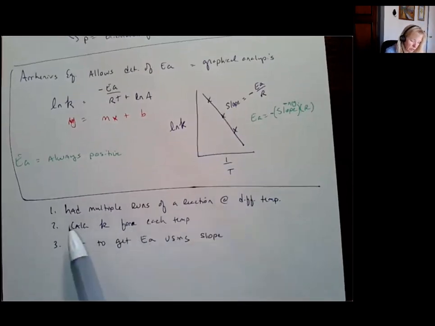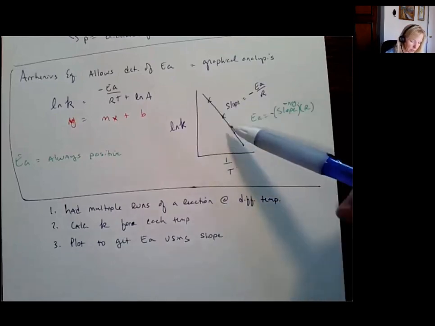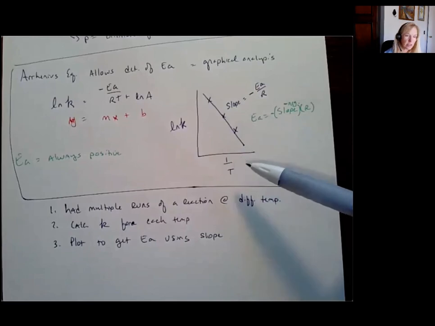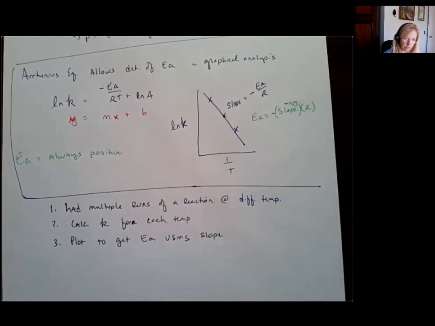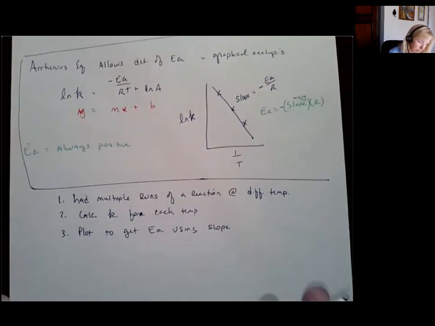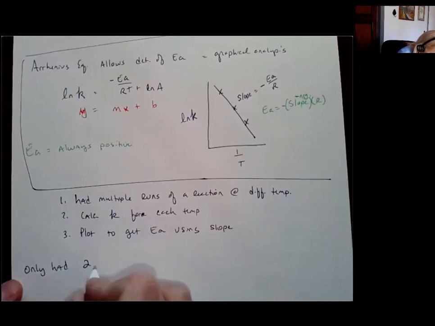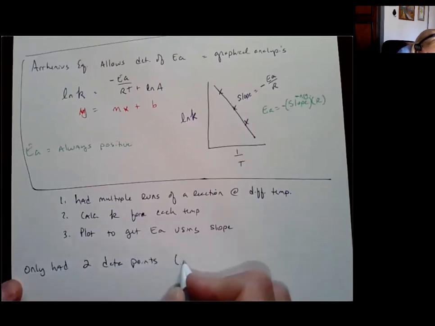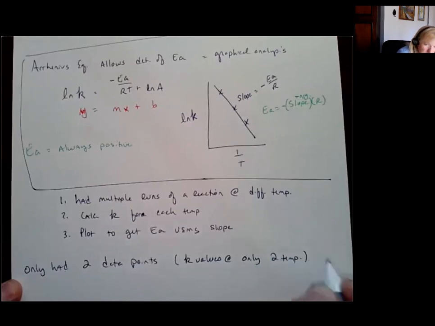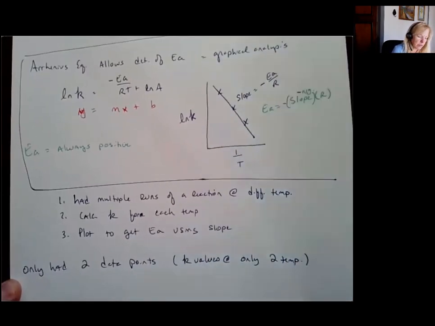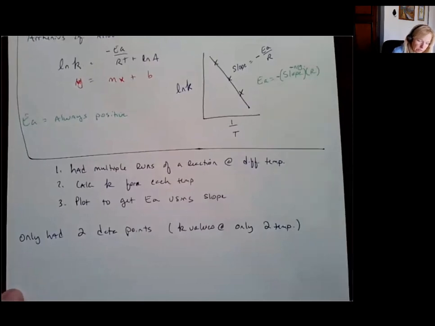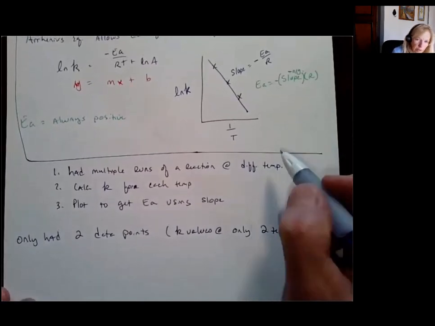If I was able to do multiple runs of a reaction, this would be the best way to get your activation energy, because by taking the best fit line, you're reducing the amount of error you would get from viewing individual data points. If I only had two data points, meaning k values at only two temperatures, it wouldn't really make sense to do this plot. So you would want to do this if you had three or more data points.